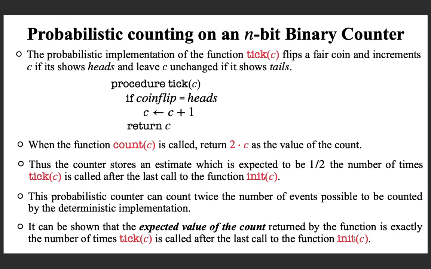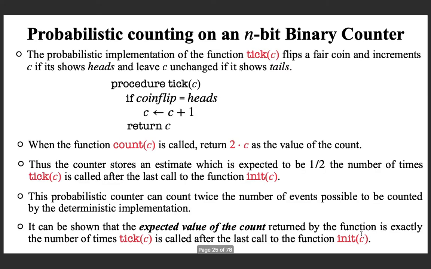Actual value may not be the precise value of the count, but the expected value, this is a random experiment, and I think you know the basis of probability theory. So we are talking about the expected value of the count. You can prove that it is exactly the number of times you incremented the counter after the initialization.